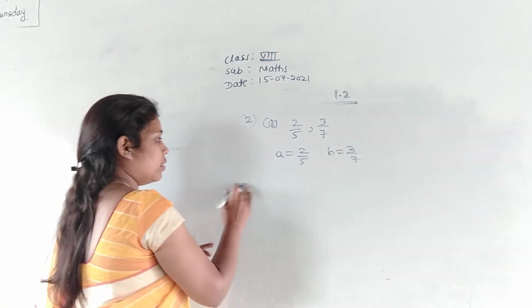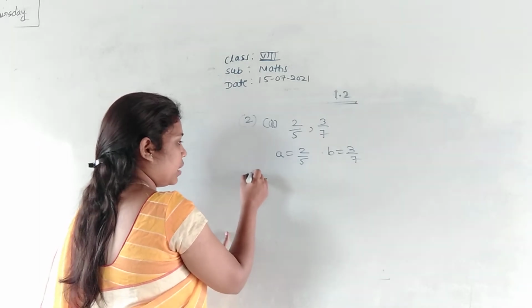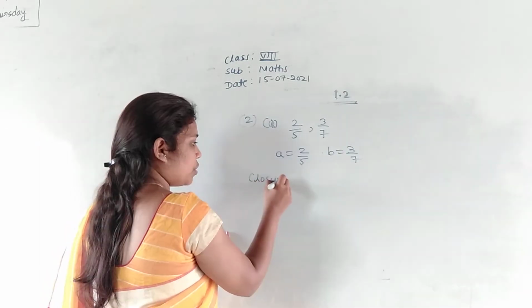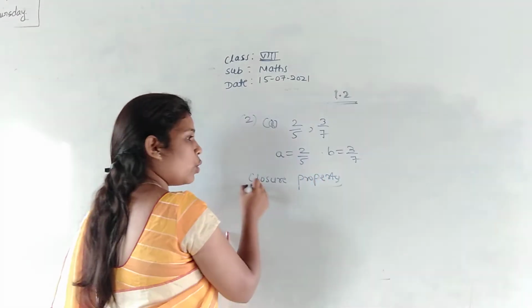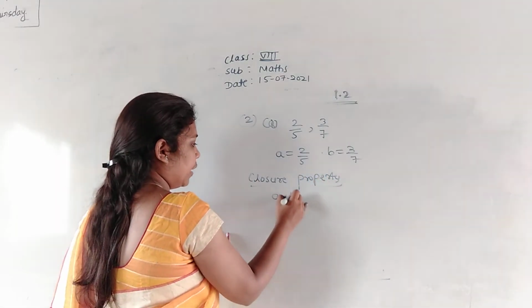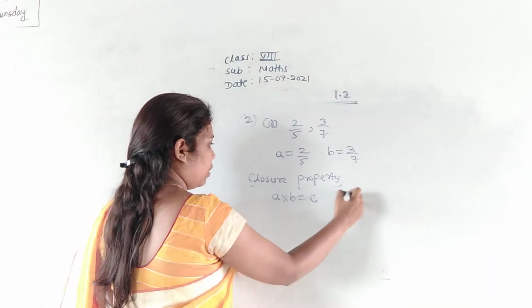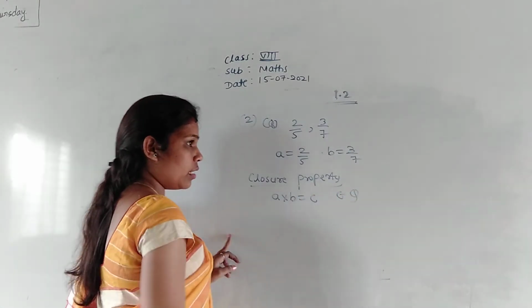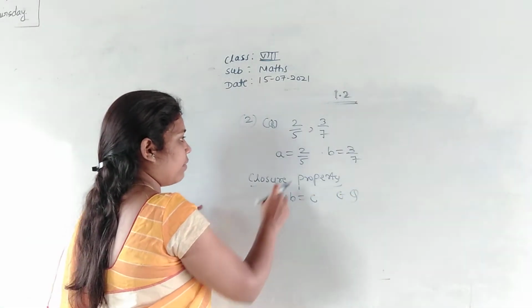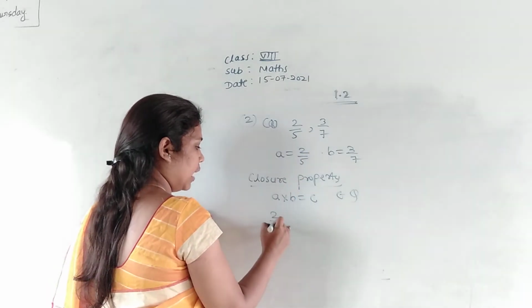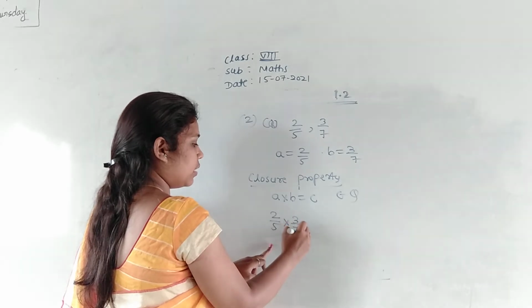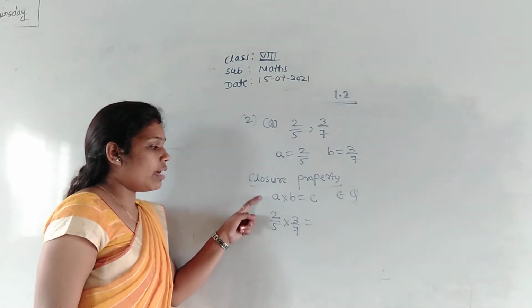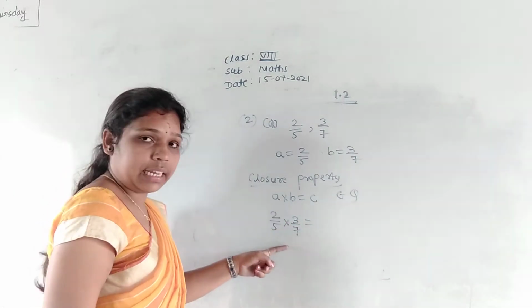So now, the first property is that we have to check the closure property. What does the closure property say here? Closure property means A into B is equal to C, and all belong to rational numbers. So now take the A value as 2 by 5, and the B value is 3 by 7.